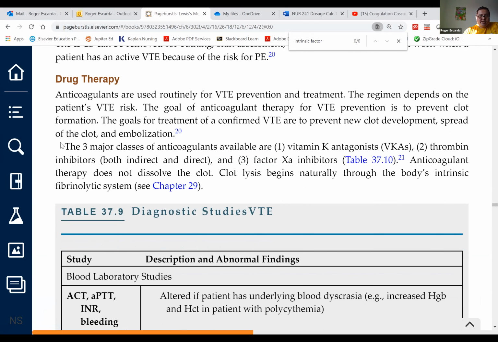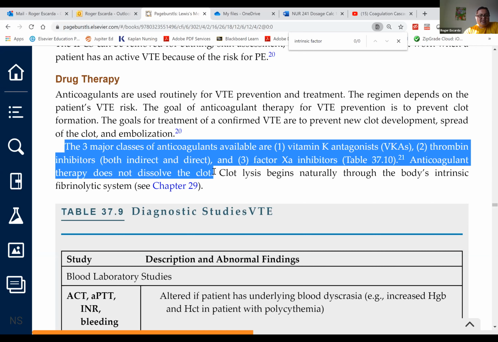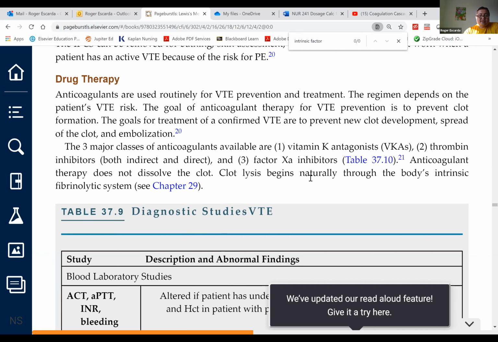So we have 3 classes of anticoagulants. We do not use thrombolytics for DVTs, unless the patient has a massive pulmonary embolus. Yes, we use a thrombolytic then, but if it's a DVT, we only use anticoagulants. I already showed you the video earlier of the clotting cascade.